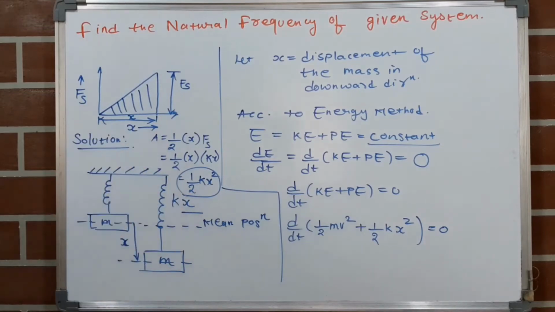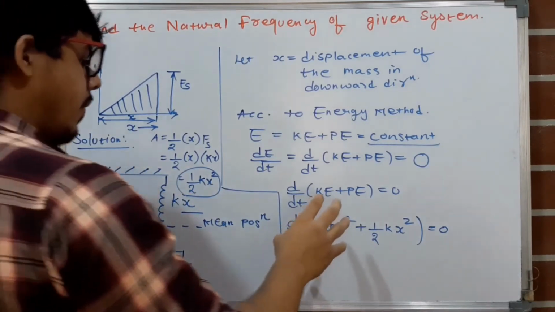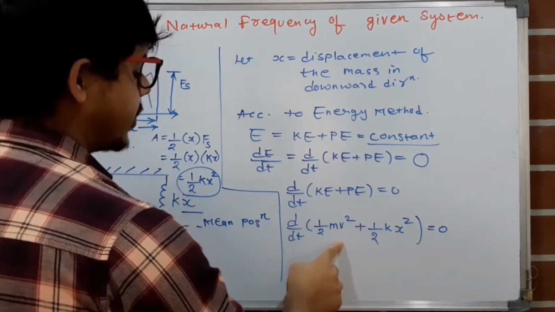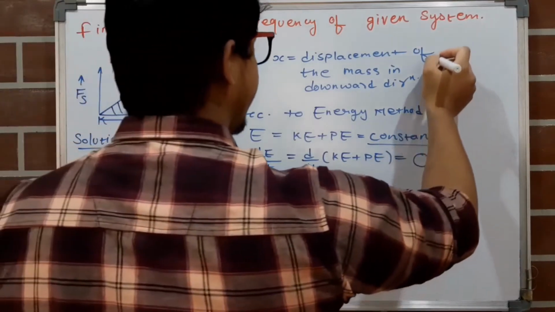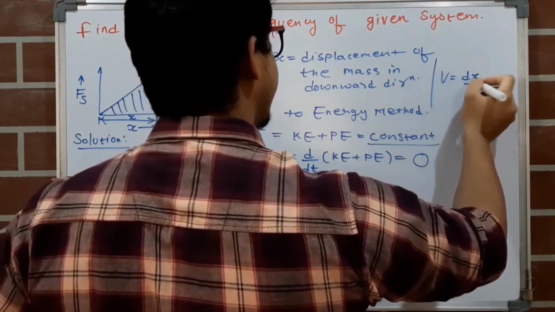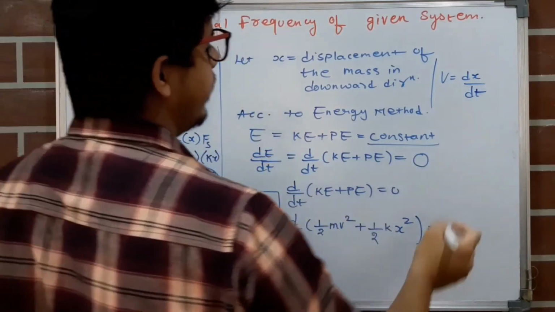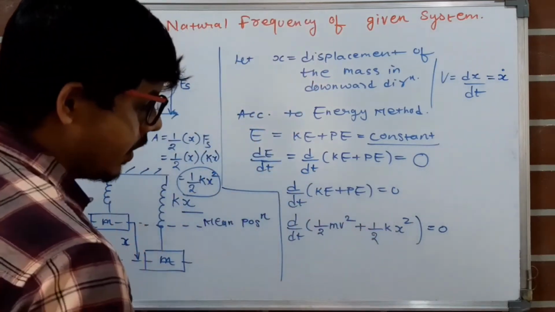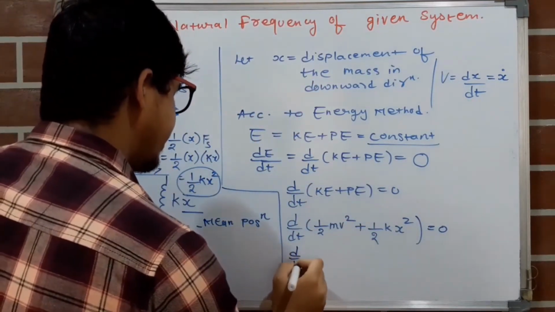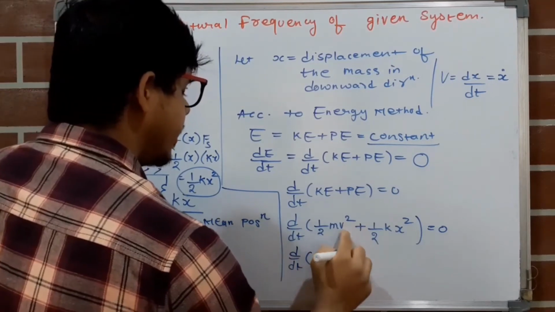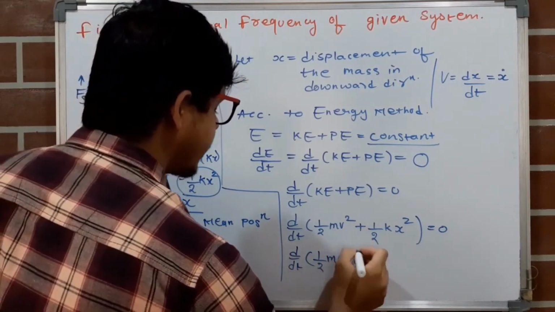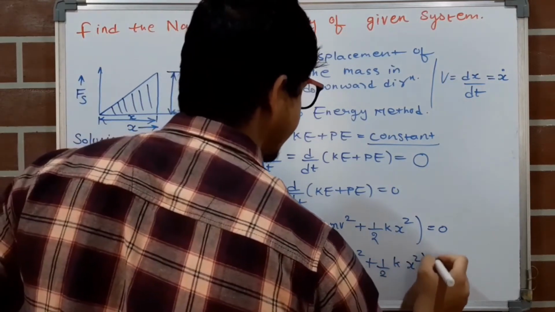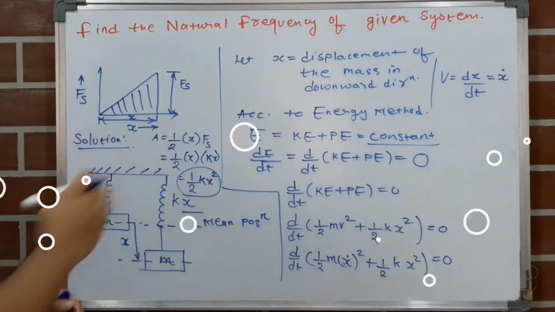Okay, now we will differentiate this, but before differentiating we will convert this into x dot form. So velocity is what? Velocity is equal to dx by dt. Differentiating the displacement with respect to time, we will get velocity. So it is x dot. Okay, so we will write d by dt of half m x dot the whole square plus 1 by 2 into k into x square is equal to 0.